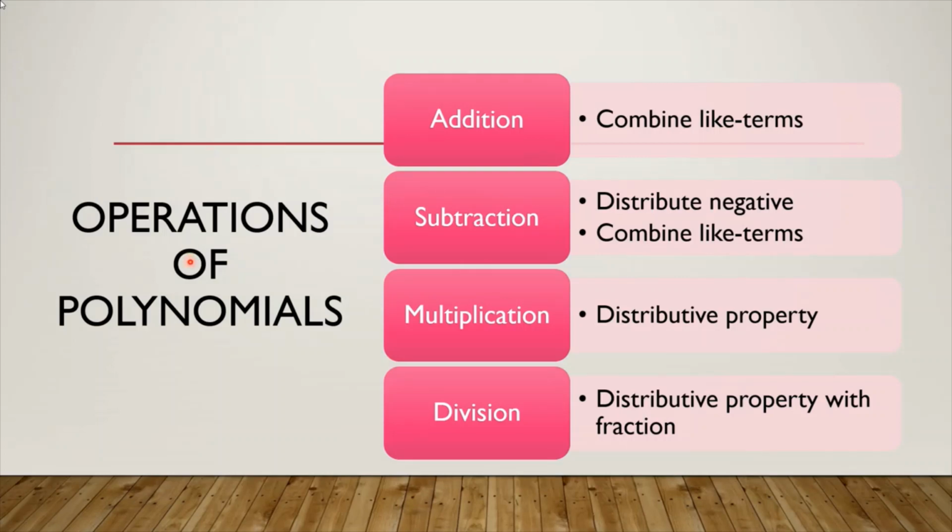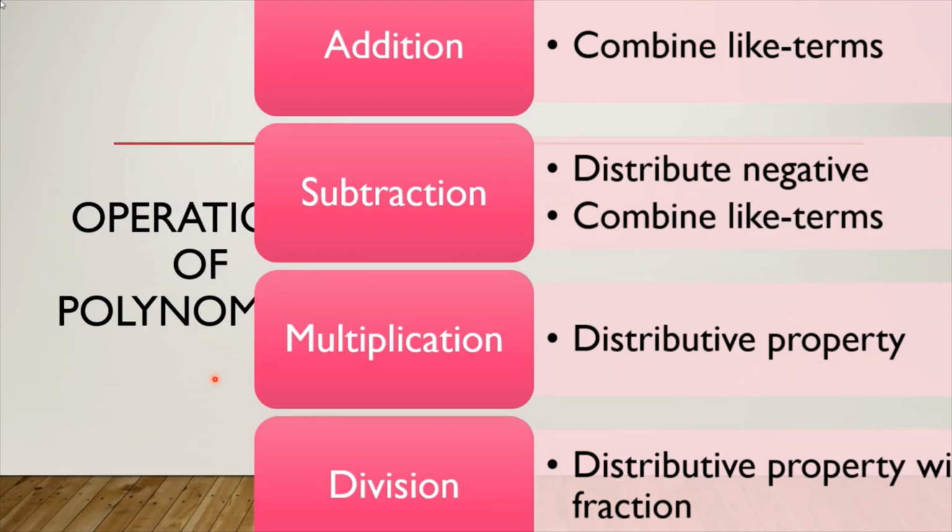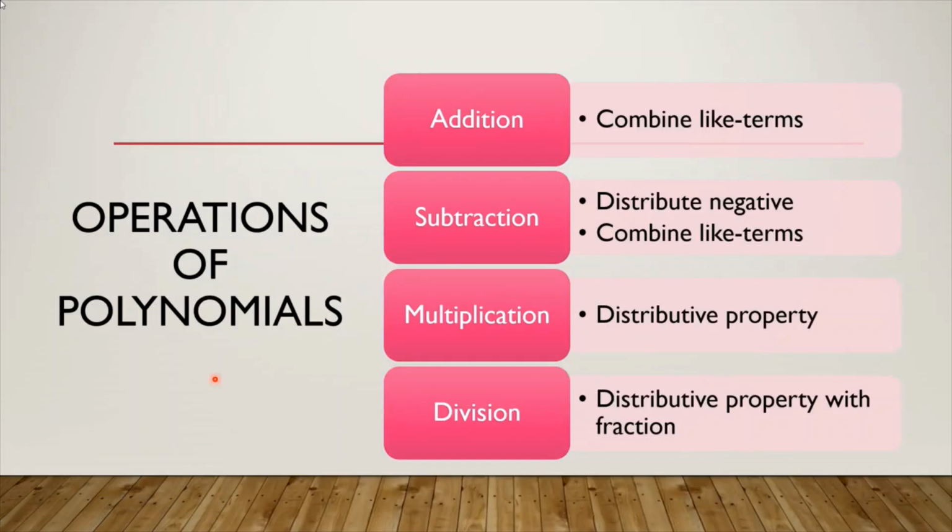Right, so now let's look at operations of polynomials. These are all things that you've seen before. Addition, you're combining like terms. Subtraction, you're distributing the negative and then you combine like terms. Multiplication is the distributive property. And division is the distributive property, but with fractions. So it's things that you've seen before. Nothing new, just the way that the directions are telling you to do. But it's all the same things from before.